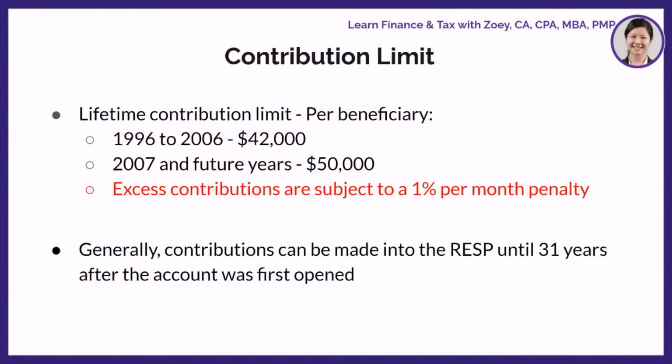There is a lifetime contribution limit for each beneficiary. For 2007 and subsequent years, the lifetime contribution limit is $50,000. If you opened an RESP for your child, and if your parents also opened an RESP for their grandchild, the maximum contributions for the two RESPs is still $50,000. Excess contributions are subject to a 1% per month penalty. You can make contributions into an RESP until 31 years after you first opened it.